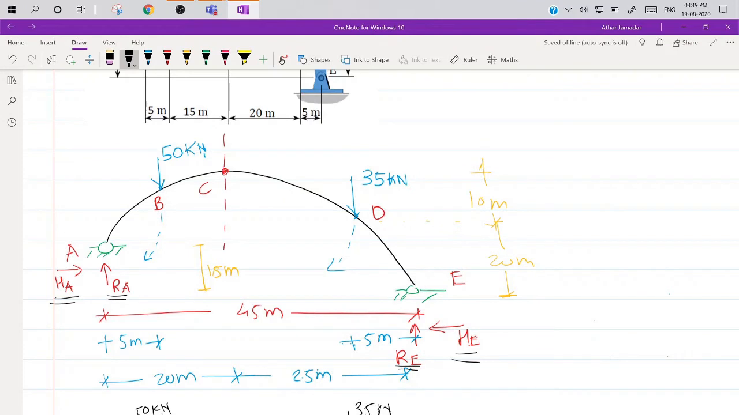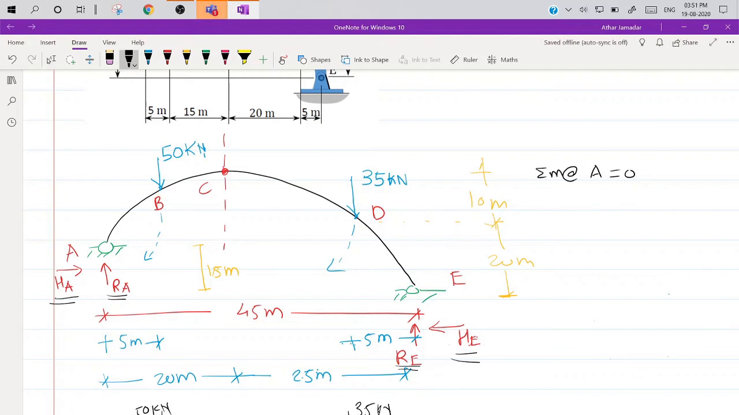Out of reactions RE and RA, we will take summation of moment about A equal to 0. The level of A and the level of E are at different levels, so HE will not pass through A. That means the moment of HE should be considered while calculating moment at A. So whenever we are taking moment about A, first the moment of this 50 kilonewton load.